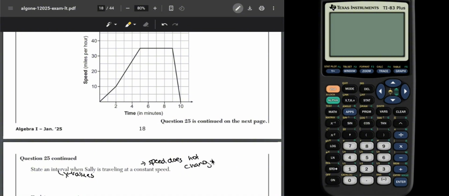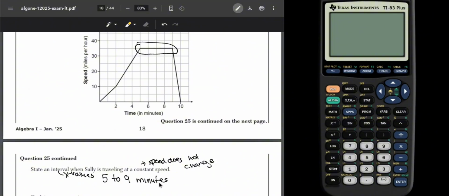So if you look at her graph, at 2 minutes her speed is increasing. From 2 to 4 minutes, it's increasing, and then from 5 minutes until 9 minutes, her speed remains the same. So from 5 to 9 minutes is our interval.